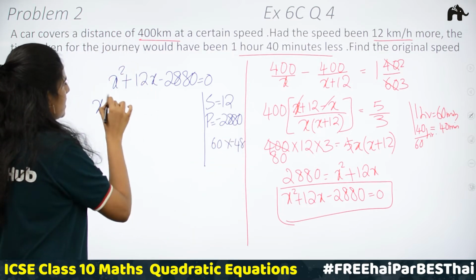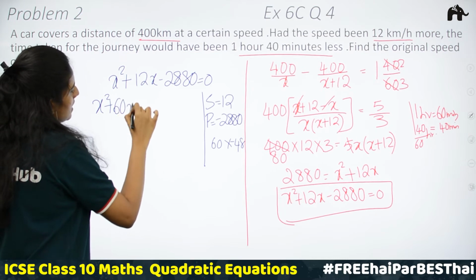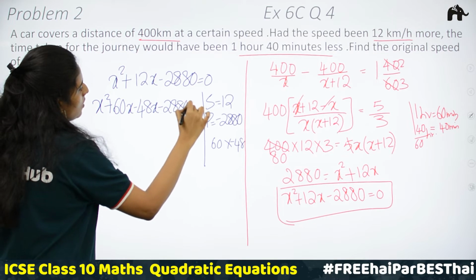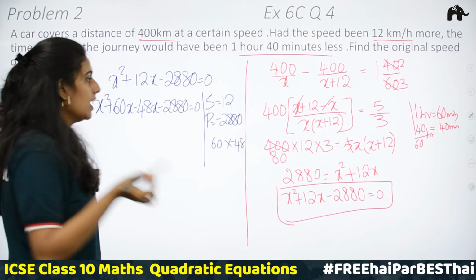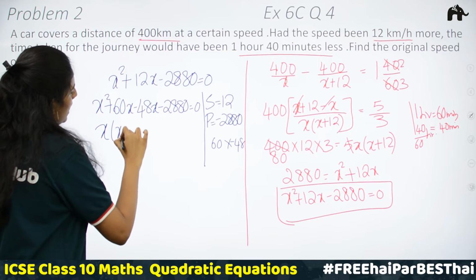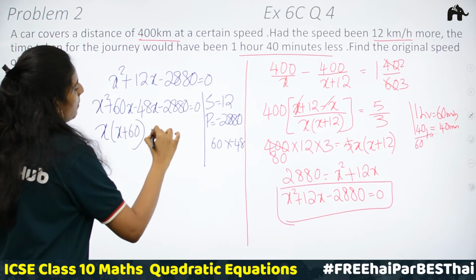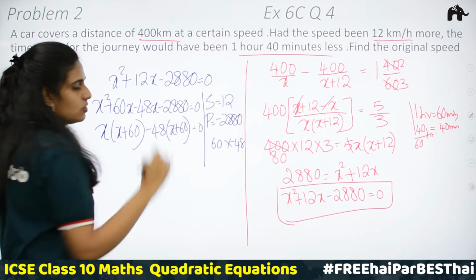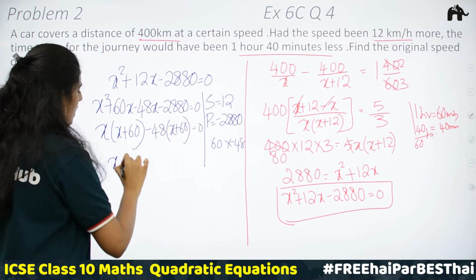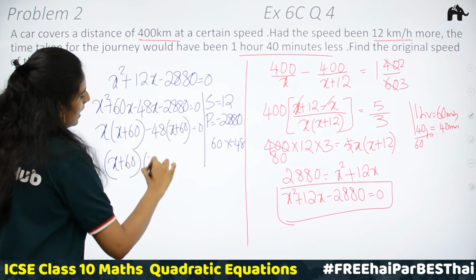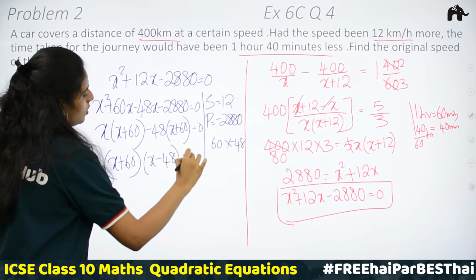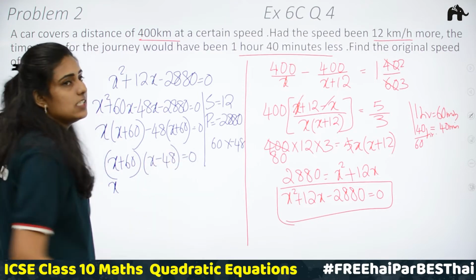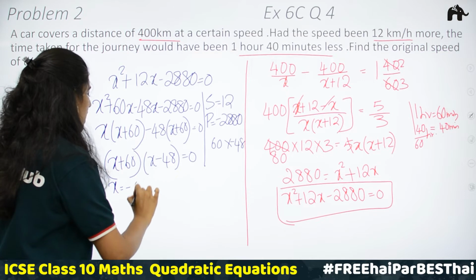We can split the middle term: x square plus 60x minus 48x minus 2880 is equal to 0. Next step, taking common: x into (x plus 60) minus 48 into (x plus 60) is equal to 0. x plus 60 is common. (x plus 60) into (x minus 48) is equal to 0. Then what are the values of x? x plus 60 is equal to 0 means x is equal to minus 60.